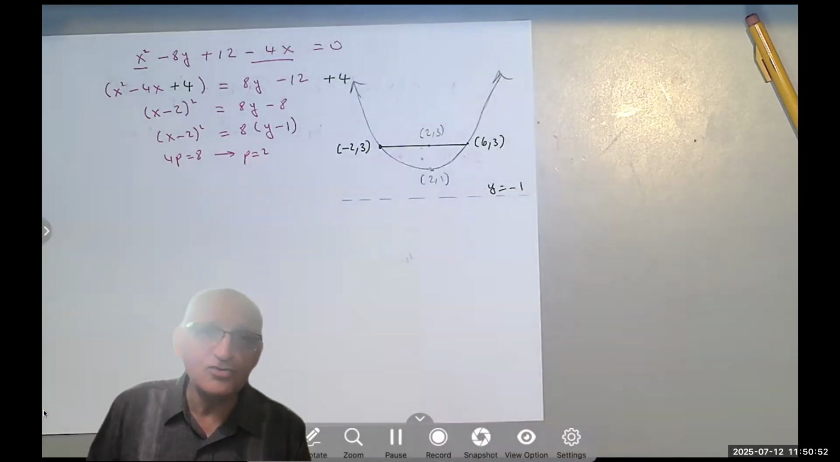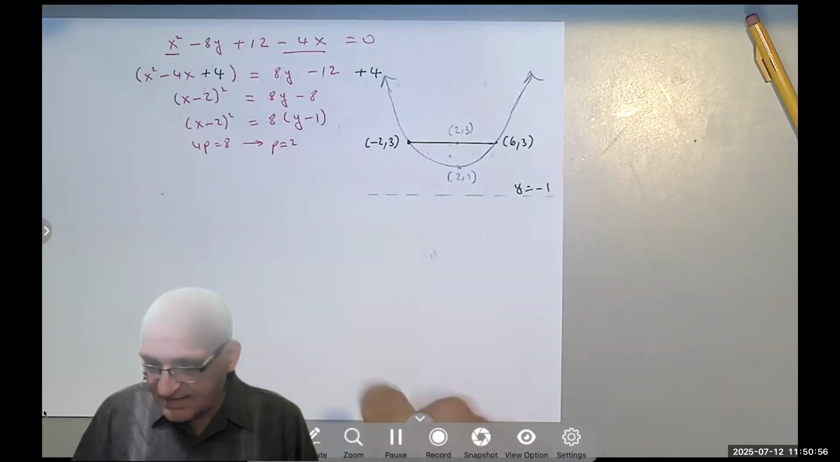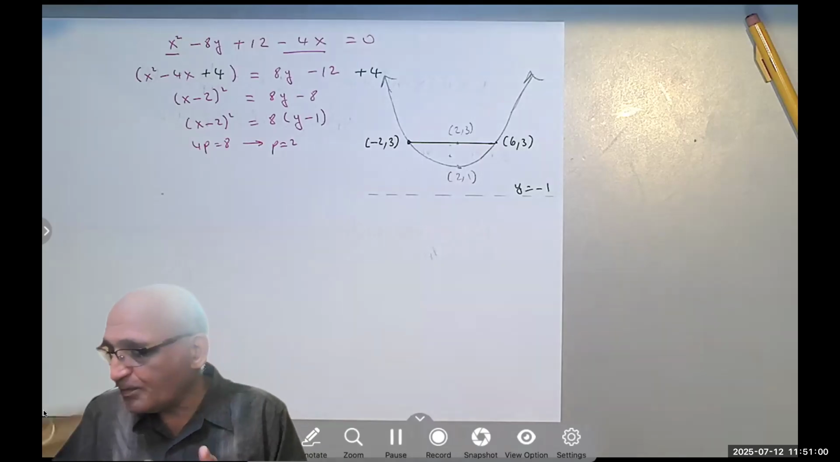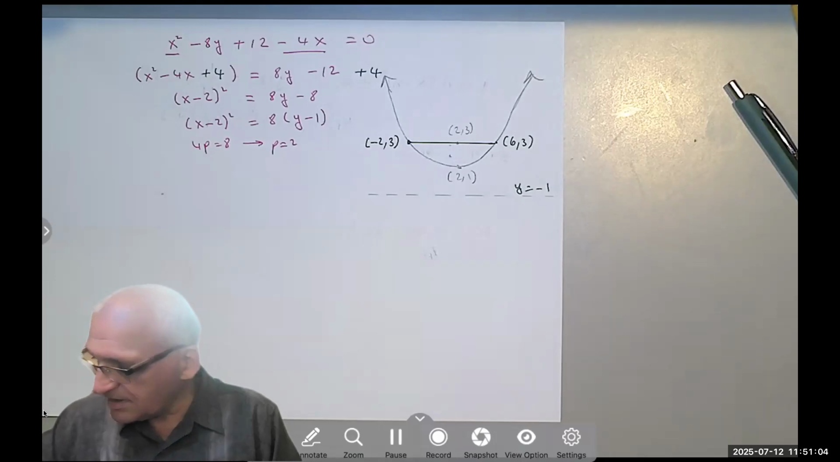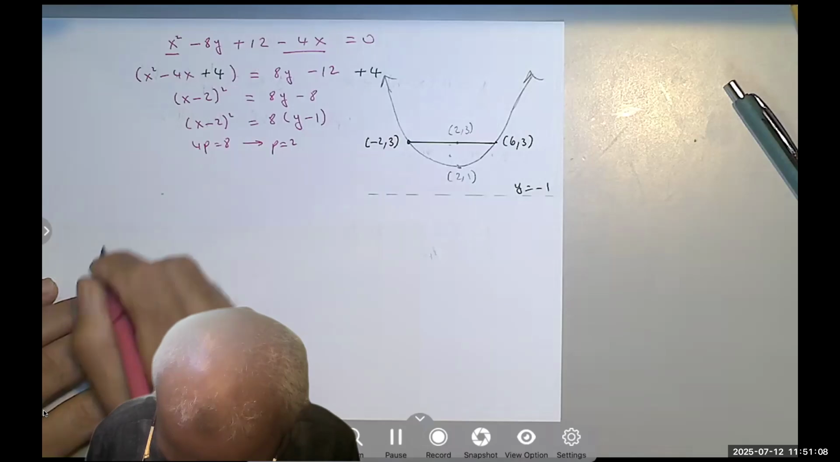That's if they ask you to find it. But that's how easy you can do it. Let's take another example for a parabola that's opening sideways or horizontally. So let's write down another equation.